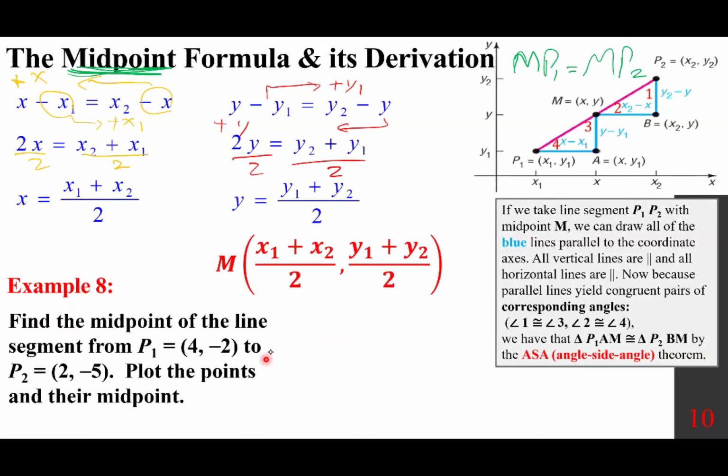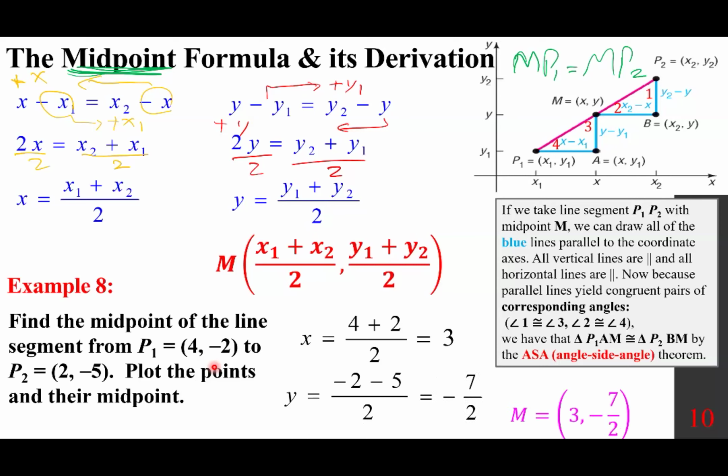So how do you find the midpoint? Add up 4 and 2 divided by 2. 4 plus 2 divided by 2 gives us 3. Add up the y coordinates, negative 2, negative 5. We get negative 7 divided by 2. And therefore, the midpoint has coordinates 3, negative 7 halves.